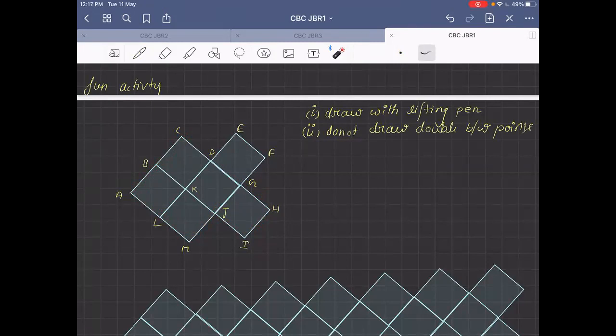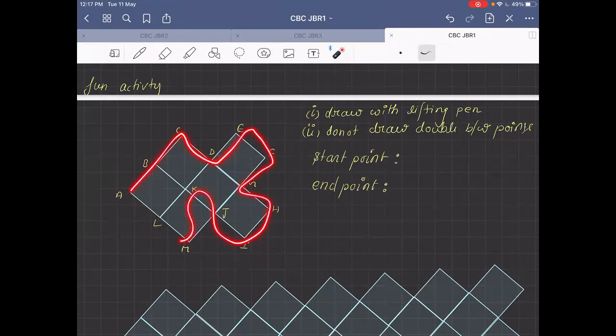Now try to draw this thing and let me know if you have already drawn this one. What is your starting point and what is your ending point? If you let me know the starting point and ending point, I will know whether you have really drawn this thing or not, without lifting a pen and without making a double line. Akshay, you're saying A and L, then it's the wrong answer because you probably didn't draw the A-L line. You need to draw A and L also.